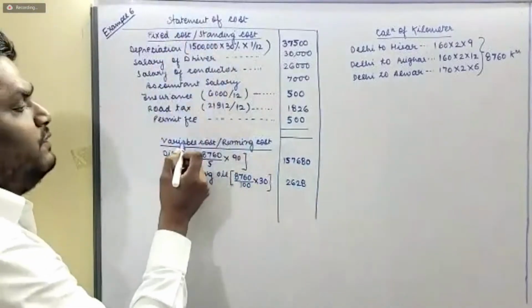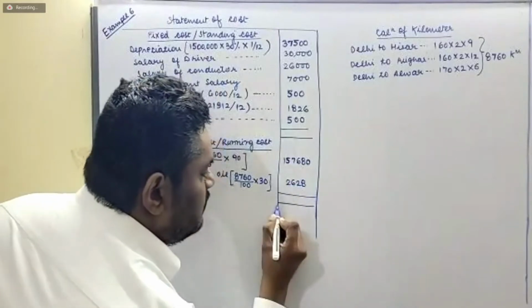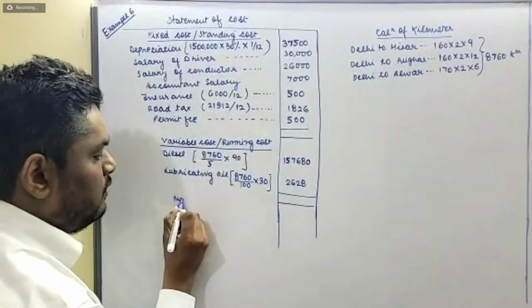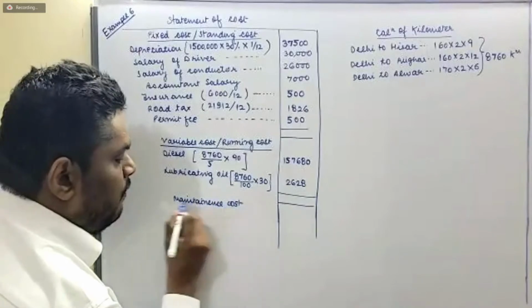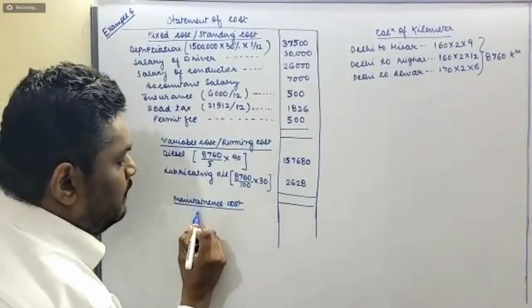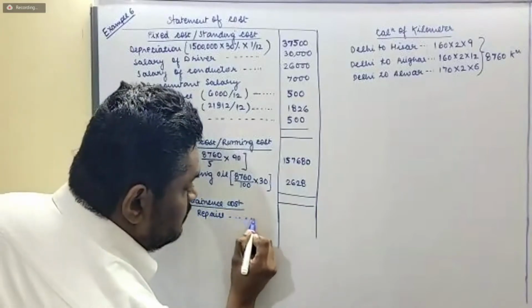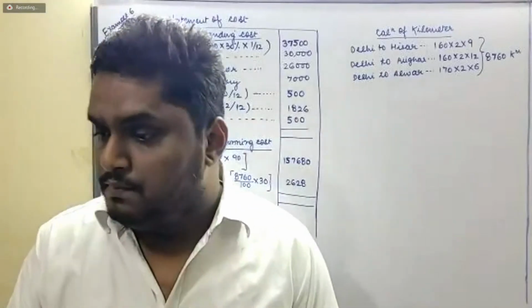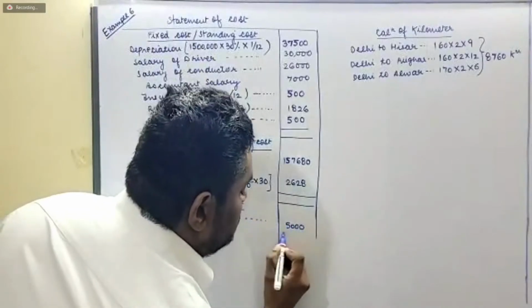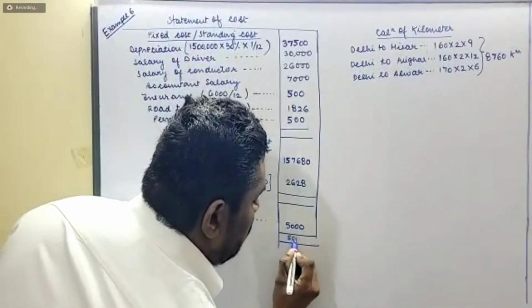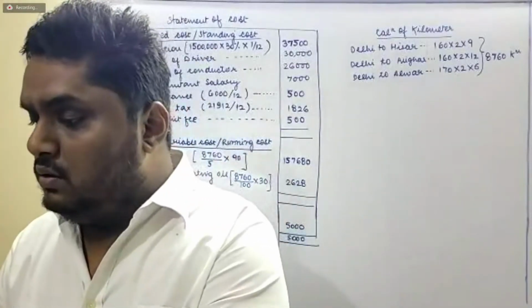So now fixed cost, variable cost, now maintenance cost. The repairs and maintenance cost is 5,000 per month. So 5,000. So this is how we will calculate the total cost.